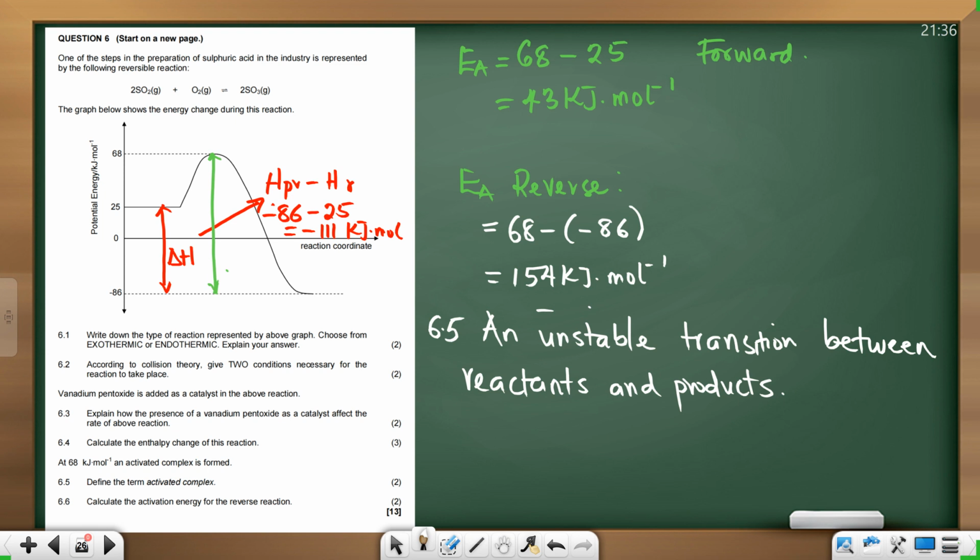All right, that is rate of reaction. Okay, don't define it like the highest point. This is the correct definition. It's an unstable transition or an unstable state from reactants to product or between reactants and product. You are trying to explain, and the question says define.